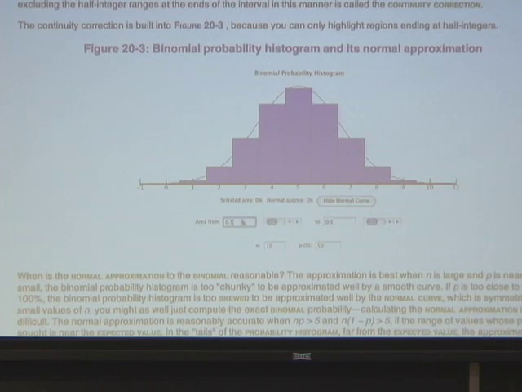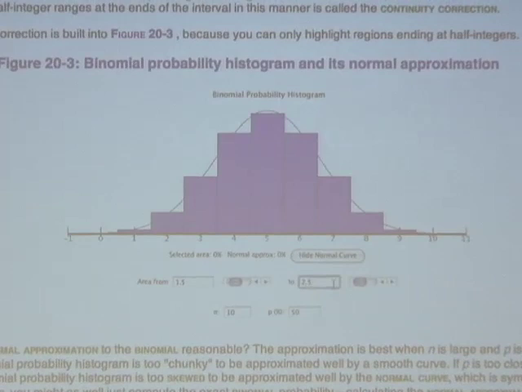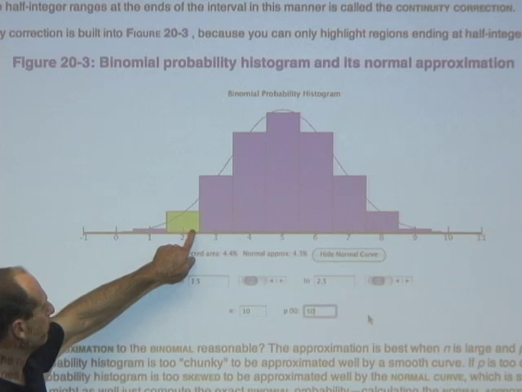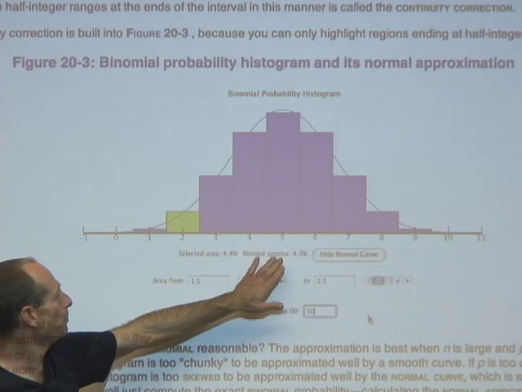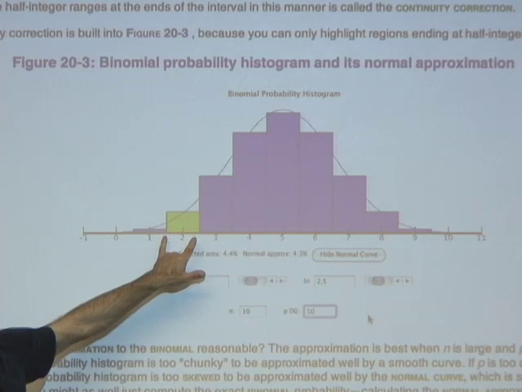So if we went from 1.5 to 2.5, the actual binomial probability is 4.4%. The normal approximation of that is 4.3%. It does that well because we're really approximating the area of the bin. We're trying to say, okay, area under this region, not area under a point or something like that.